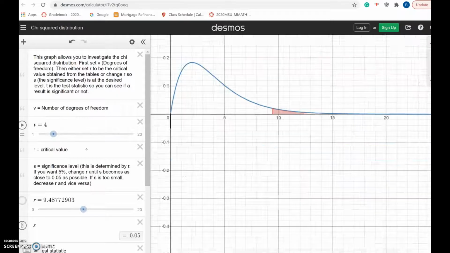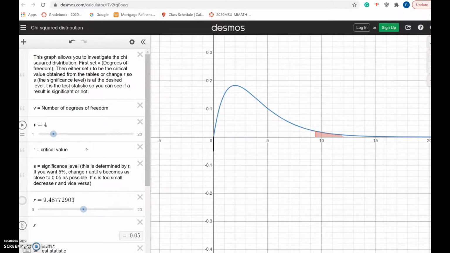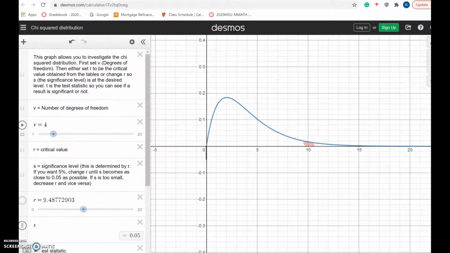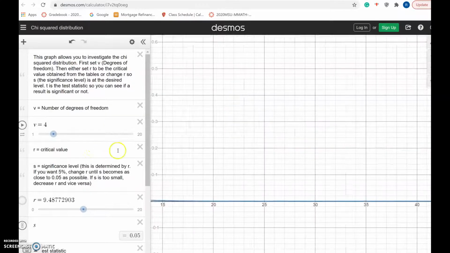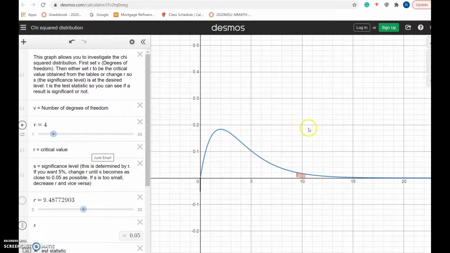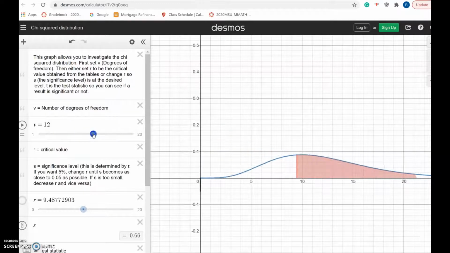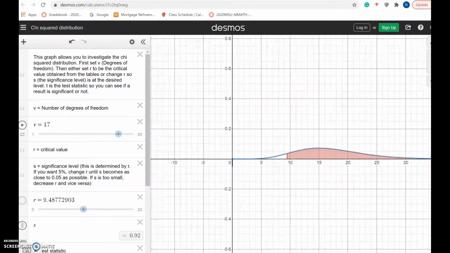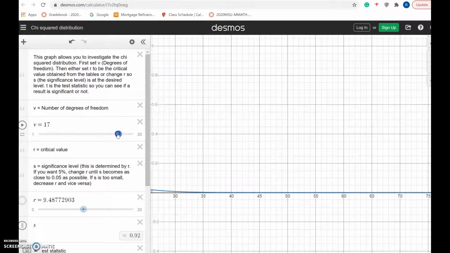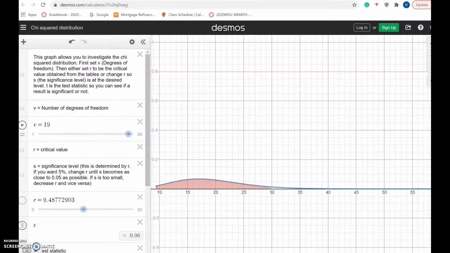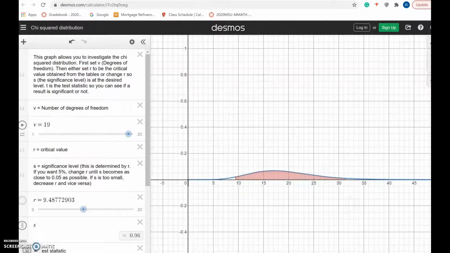Please don't worry about this portion here, the shaded region. We'll talk about that in another lab as we approximate probabilities or p-values. So your first picture is simply with 4 degrees of freedom. The second picture, what I need you to see is when you increase the degrees of freedom, your chi-square distribution appears to look bell-shaped. So you can actually see that with large degrees of freedom, your distribution is approximately bell-shaped. So there it is.